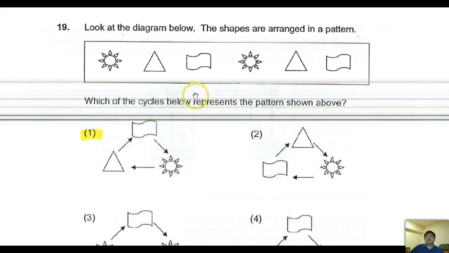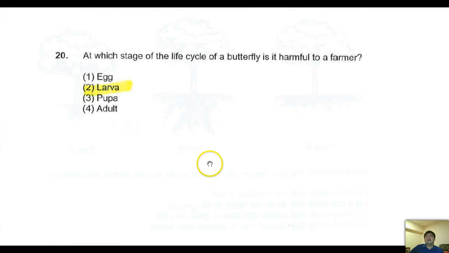this is something to do with the cycle, star, triangle, and screw. Right, look here, star, triangle, screw. Number 1. At which stage of the life cycle of a butterfly is it harmful to the farmer? Now watch out, some can be harmful while they are to some other things. For example, mosquito, only the adults are harmful to humans. So in this case, which stage of the butterfly is harmful to the farmer?